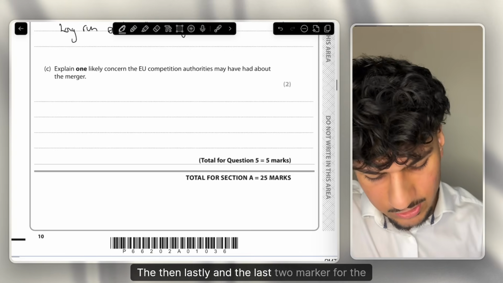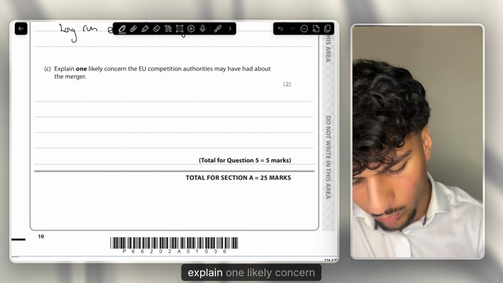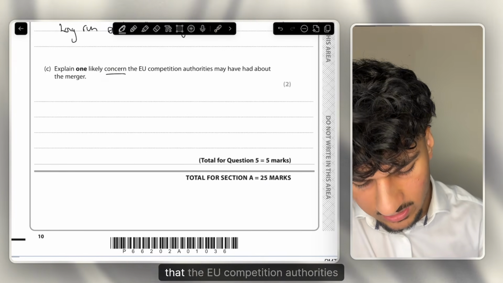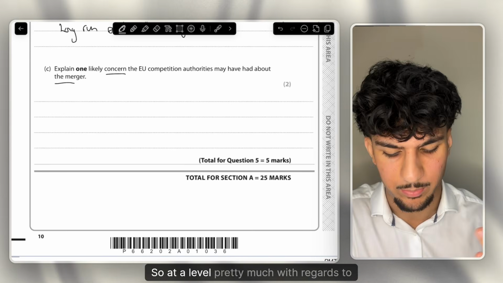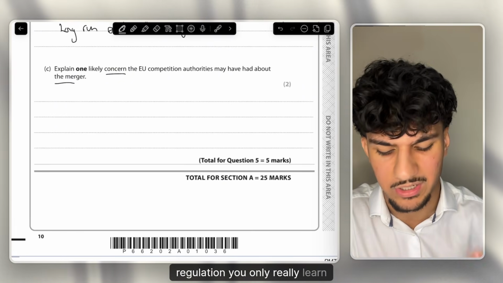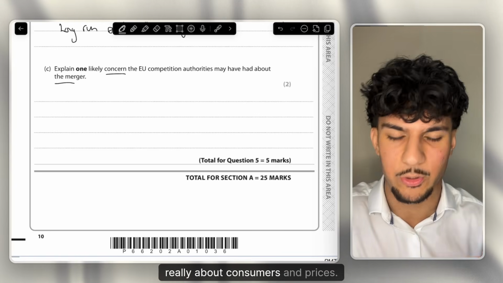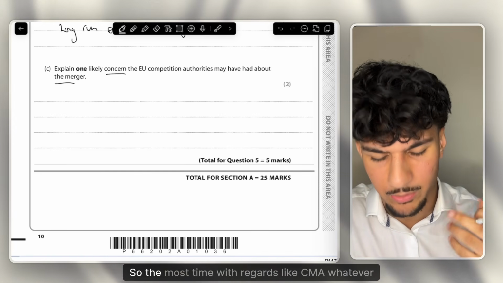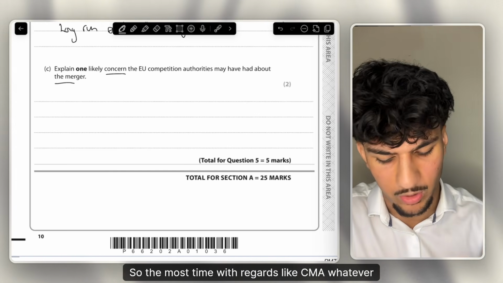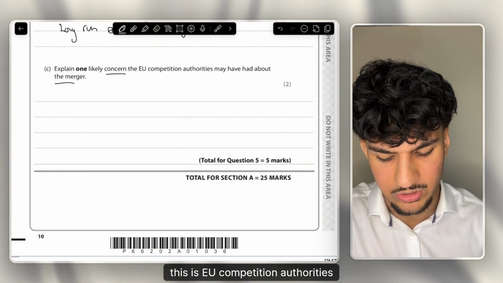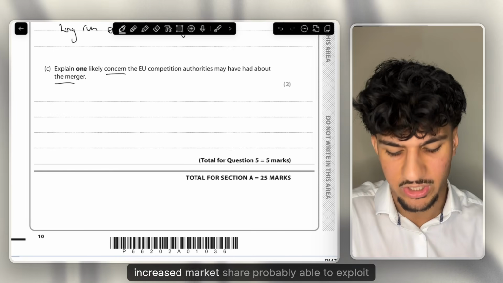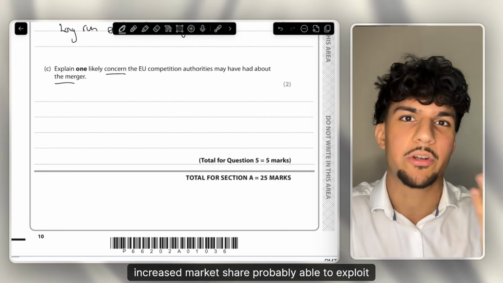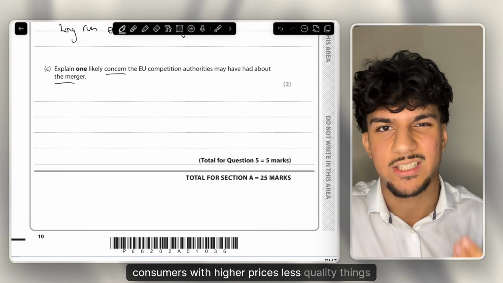Then lastly, and the last 2-marker for this section A: explain one likely concern that the EU competition authorities may have had about the merger. So at A level, with regards to regulation, you only really learn about consumers and prices. So most of the time with CMA or EU competition authorities, the main concern will be about consumers and the increased market share, probably able to exploit consumers with higher prices, less quality, things like that.